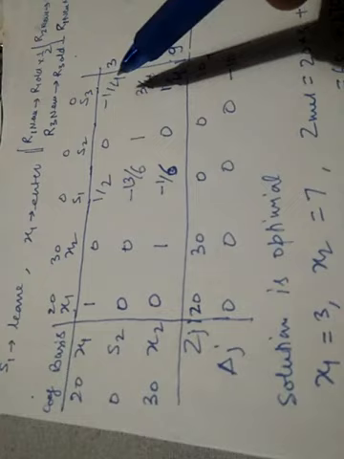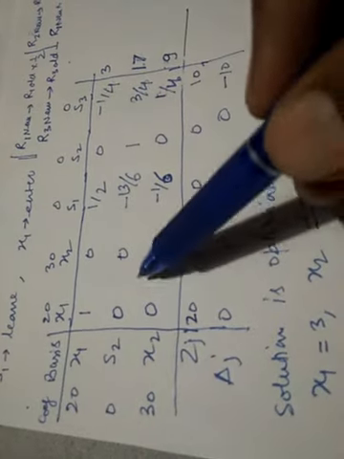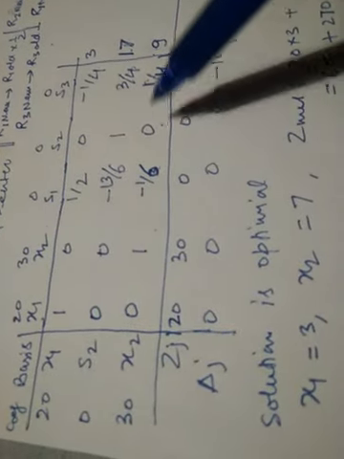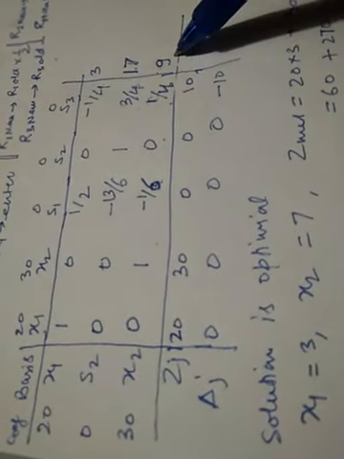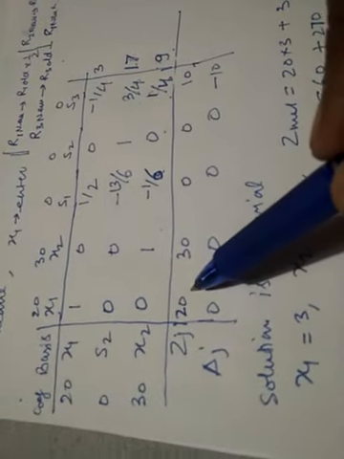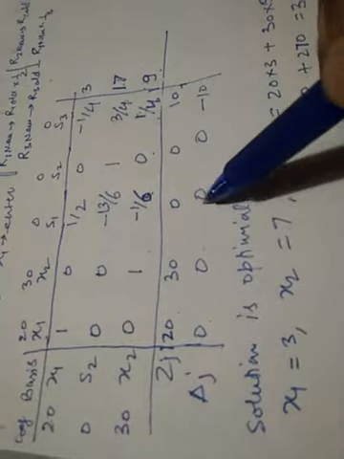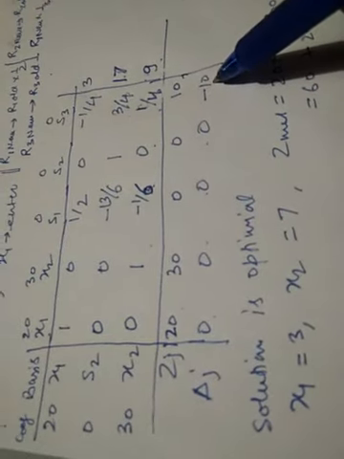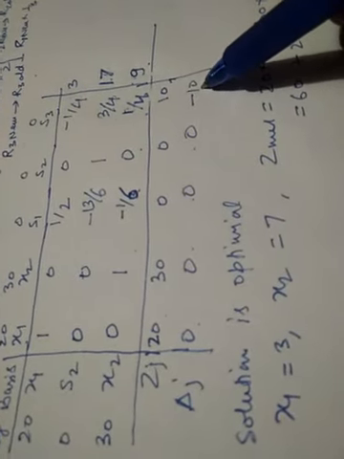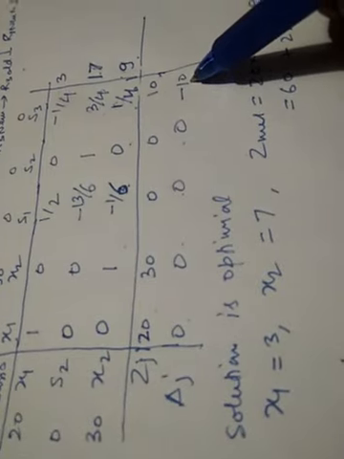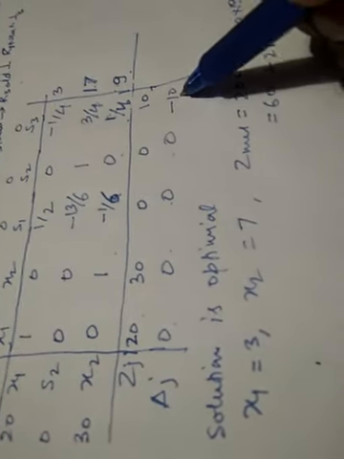Now these are the values: 1 0 1 by 2 minus 1 by 4, and these are the values: 0 0 minus 13 by 6 1 3 by 4 0 1 minus 1 by 6 0 1 by 4, and there 3 17 9. And finally these are the values of z: 20 30, and now this is the delta: 0 0 0 0 and minus 10. All the values are either 0 or negative. There is no value of delta which is positive. So now the solution is optimal.